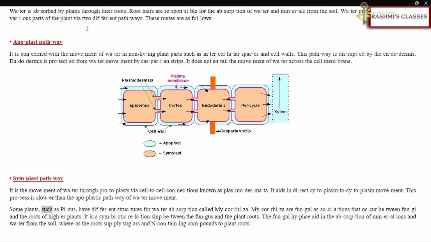Some plants, such as Pinus, have different structures for water absorption called mycorrhiza. Mycorrhiza are fungal associations that occur between fungi and the roots of higher plants. It is a symbiotic relationship between the fungus and the plant roots. The fungal hyphae aid in the absorption of mineral ions and water from the soil, whereas the roots supply sugars and N-containing compounds to the fungus.